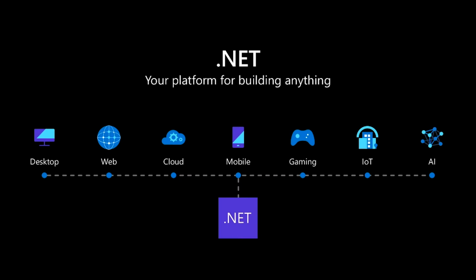So .NET is a general purpose programming platform that enables all kinds of application scenarios. So starting from desktop to IoT to artificial intelligence, you can use .NET to build any kind of application. Most of you are familiar with the red t-shirt man from Microsoft, which is Scott Guthrie.